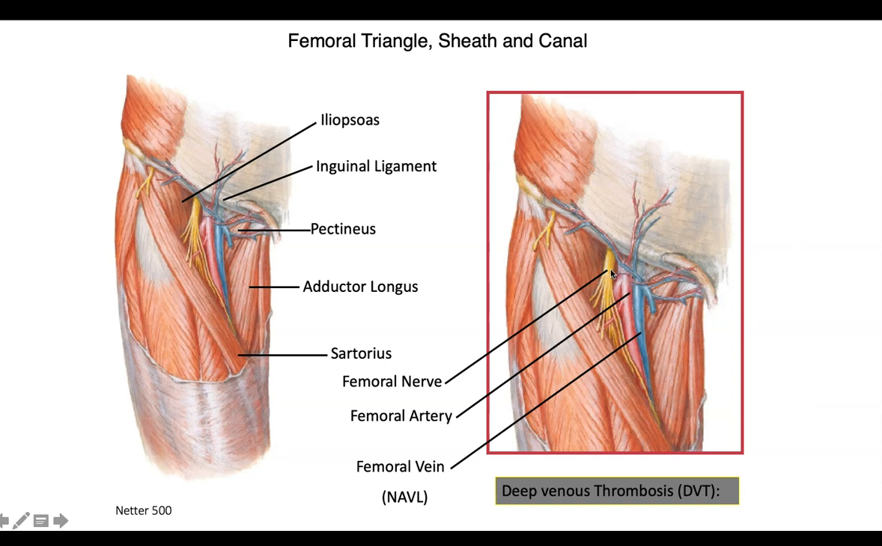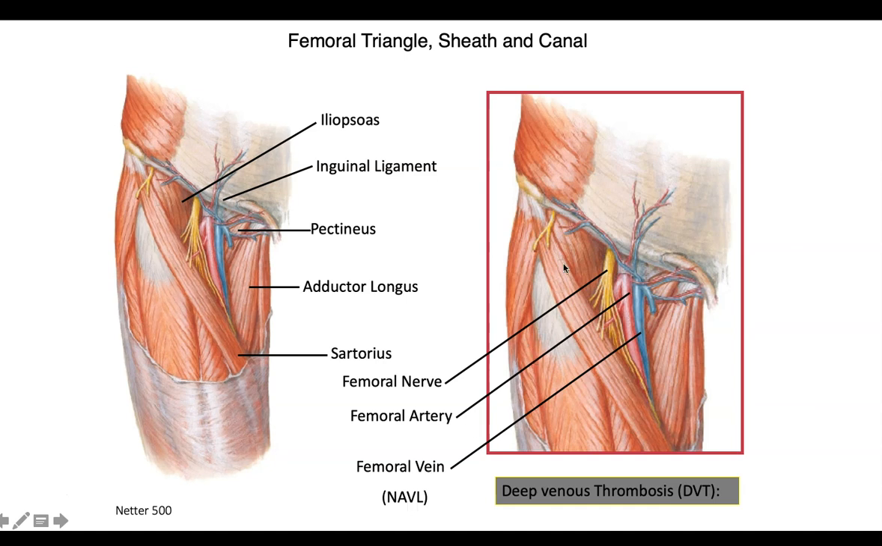The contents of the femoral triangle from lateral to medial are the femoral nerve, femoral artery, femoral vein, and most medially the lymphatics. You can remember the contents of the femoral triangle by this mnemonic: nerve, artery, vein, lymphatics, navel.